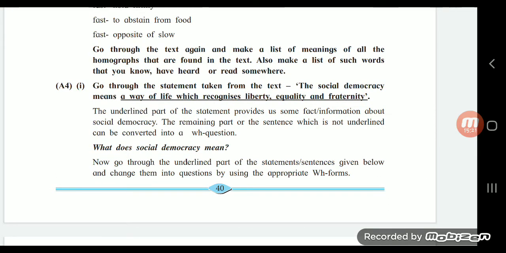Now, when does a verb take s? S or es in simple present tense. While discussing active and passive and tenses in the classroom, I told you that for third person singulars, he, she, it, we add s or es to our verb. Okay. Now, social democracy.